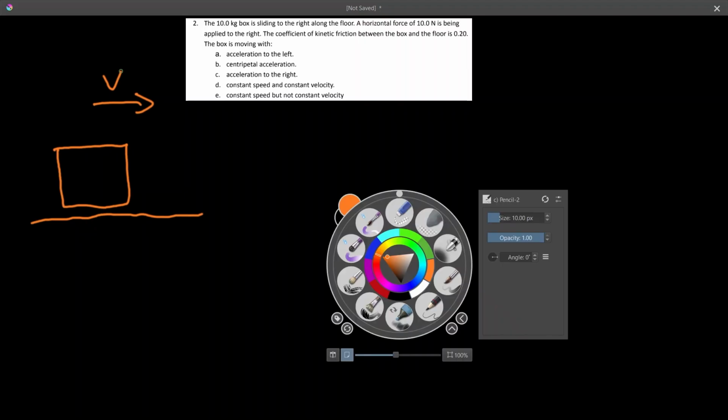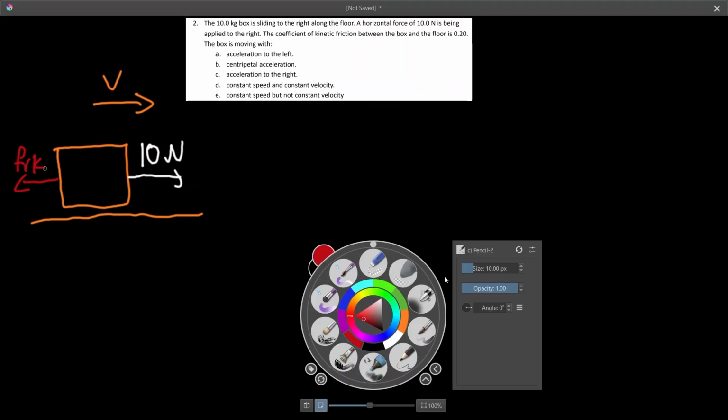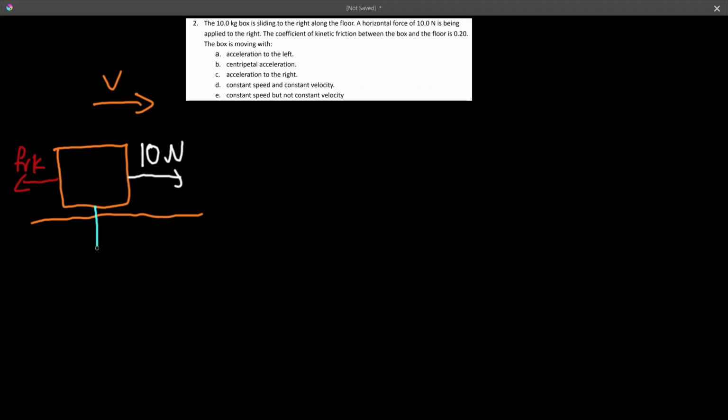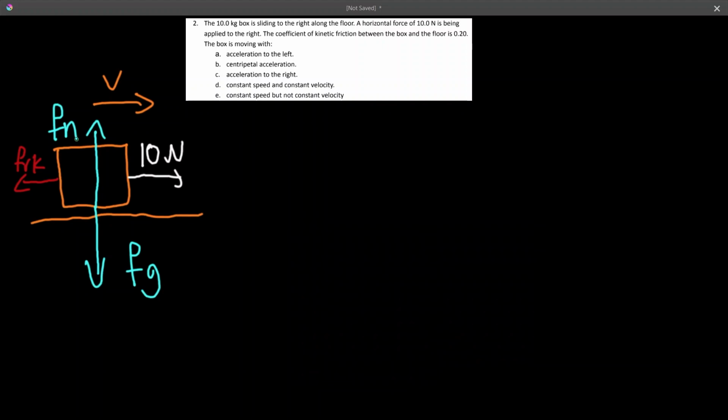Draw the free body diagram. So if you draw the free body diagram, you have a force of 10 newtons to the right. And because this is going to the right, friction is opposite the direction of motion. So friction is to the left here, F_rk. And then you've got the weight of the object as such, Fg, and you've got the normal force, Fn.